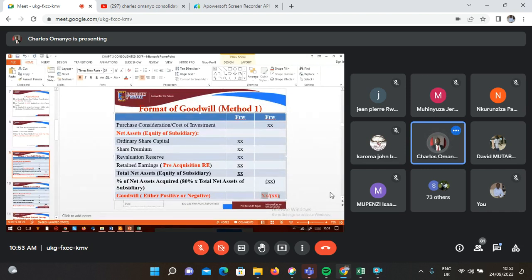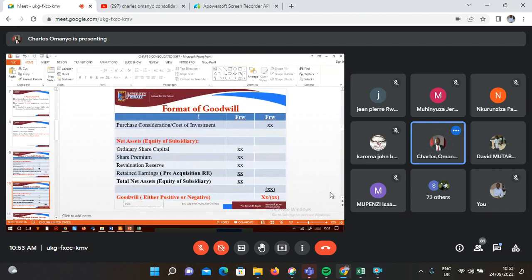So what I've said: if positive, balance sheet as a non-current asset. If negative, income statement as income. So this is method 1. Method 2, we said it's also called the fair value method.